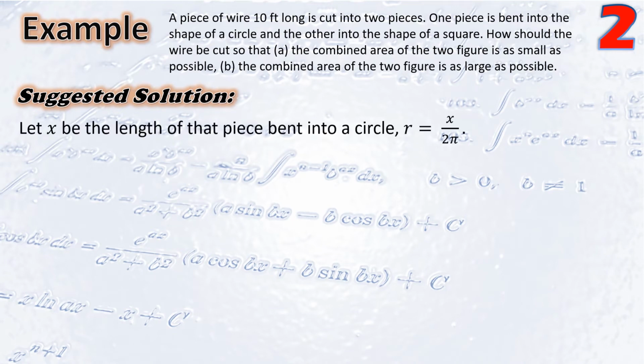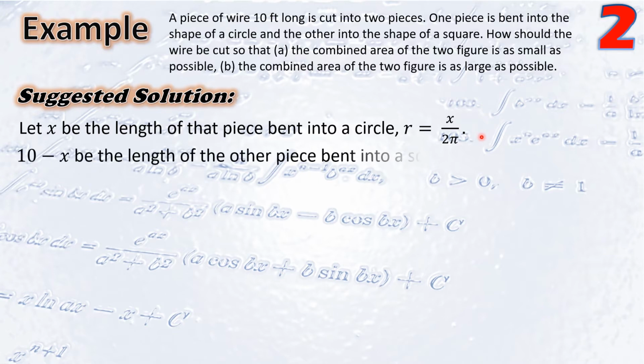Let x be the length of that piece bent into a circle. That implies that r, or the radius of the circle, is equal to x over 2 pi. Since the sum of the two perimeters is 10 feet long, then 10 minus x is the perimeter of the square, or the length of that other piece bent into a square. And this implies that the side of the square is 10 minus x over 4.